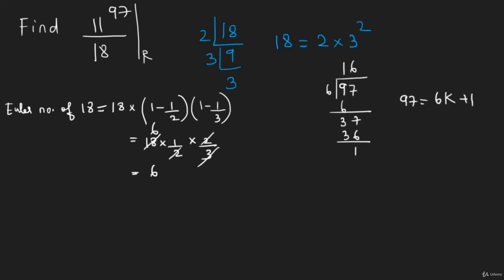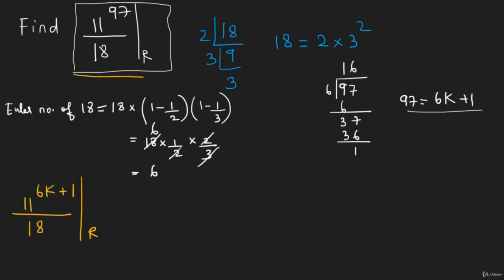So I know that 97, the power over here, is of the form 6k plus 1. Therefore, the question over here, 11 to the power 97 divided by 18, where you want to find the remainder, can be written as 11 to the power 6k plus 1 divided by 18, and you take the remainder. And k over here is 16. We have seen that, but it does not matter.